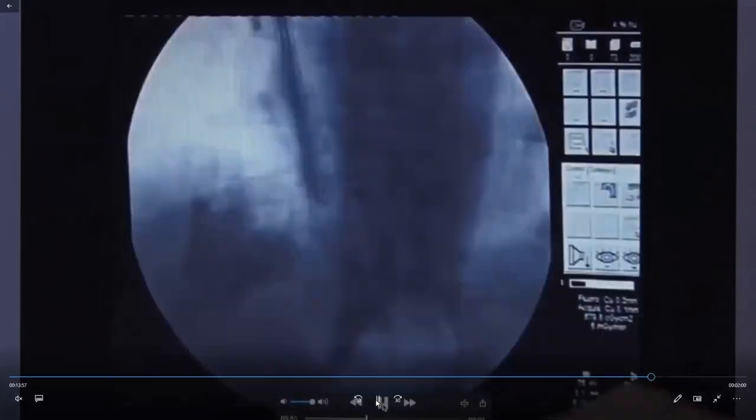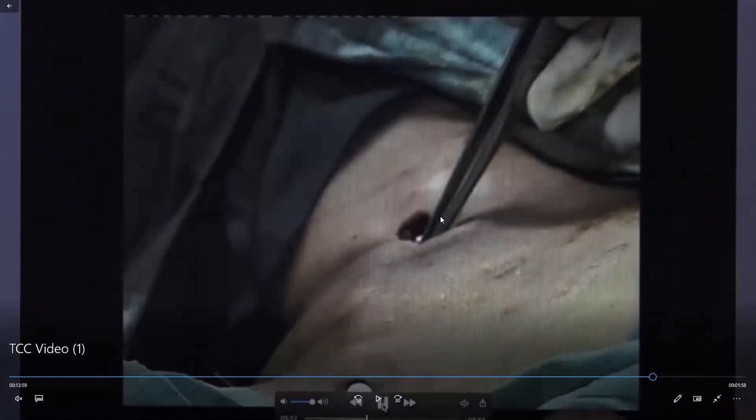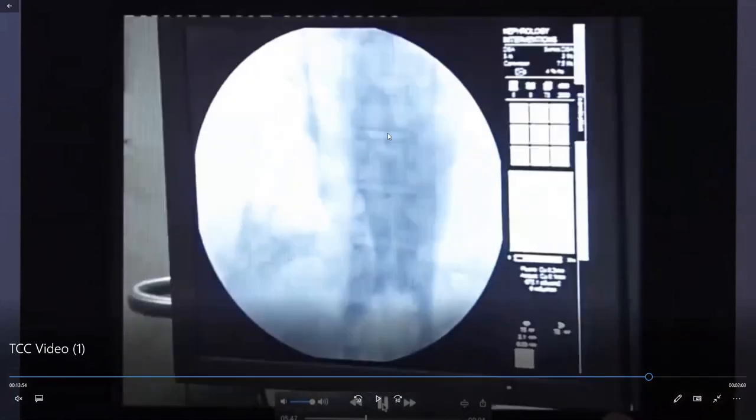And here, as you could see, the position is 2.5 vertebrae below the carina. So if this is the carina, 1, 2, 2.5 vertebrae below the carina, then you are sure that you are in the middle of the right atrium.